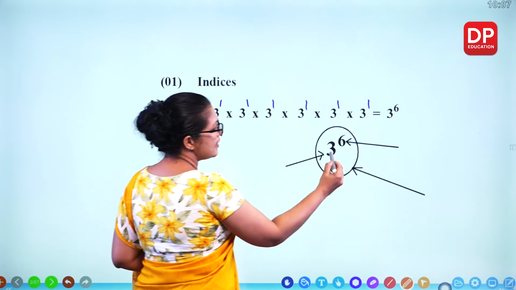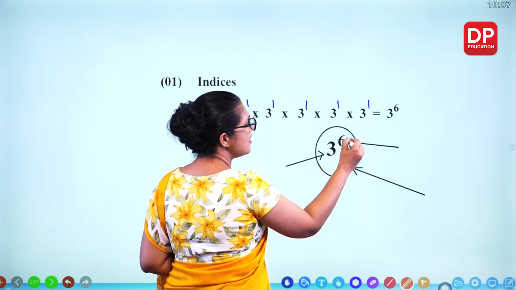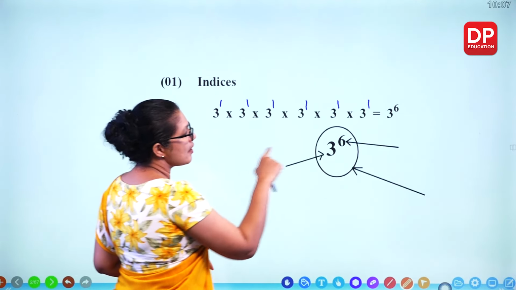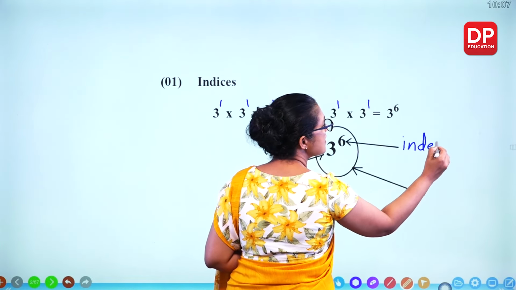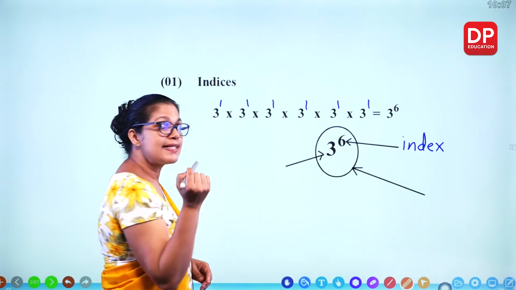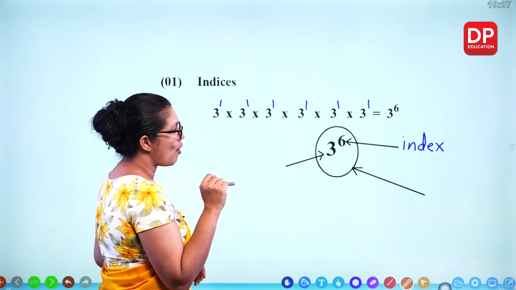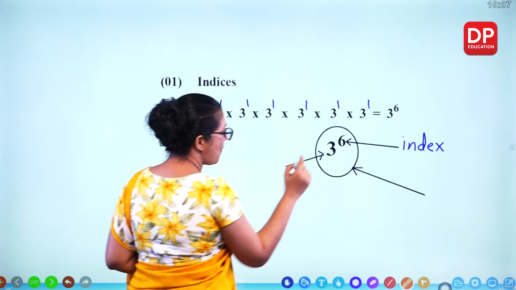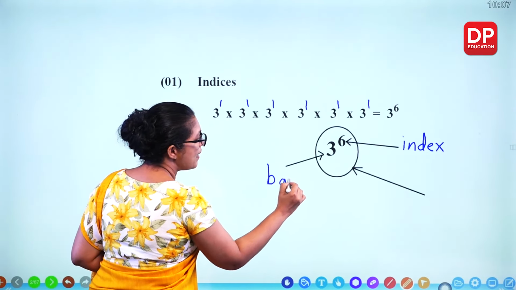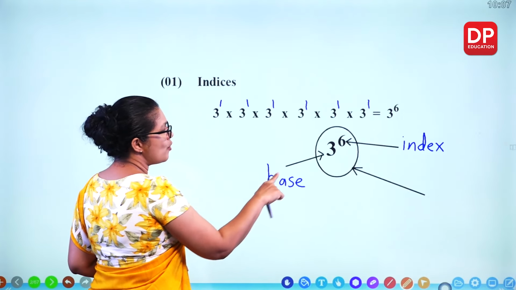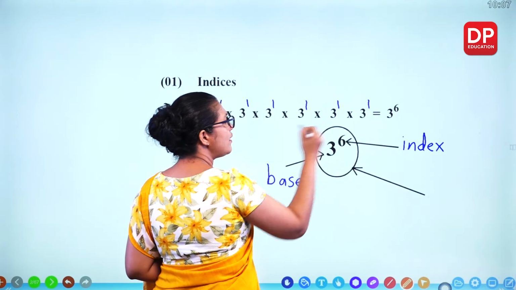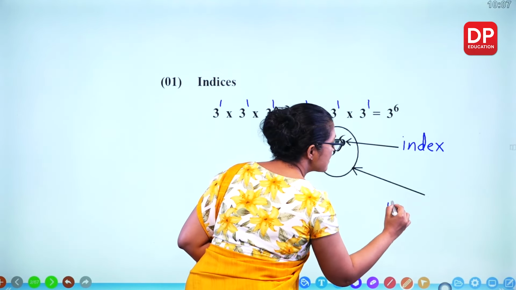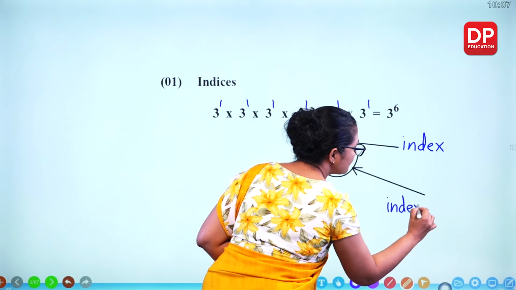So when you take this number, here 6 is the superscript. So what is that? That's the index. Index is the singular and indices is the plural form. And what is this number? 3 is the base. So we know the base and the power. And we call this whole thing the index notation.